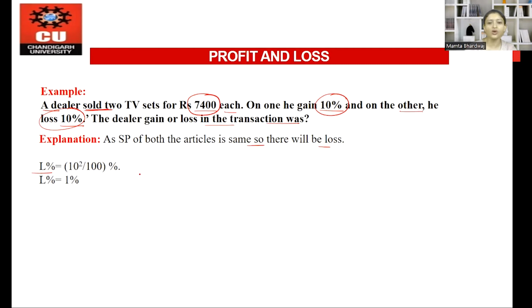That is equal to common loss or gain squared upon 100. So the common loss and gain is 10. So 10 squared is 100, 100 by 100 will give us 1% loss. So overall, there is a loss of 1% because the selling price of two TV sets is given to us, which is 7,400 for each. So there is a loss of 1%.